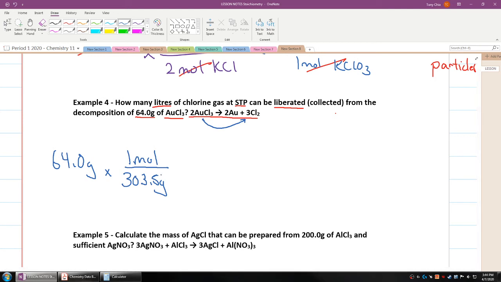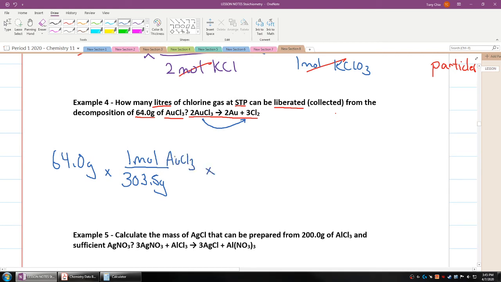Now notice I don't multiply this number by 2. Some students will usually multiply this number by 2, but this 2 here is just a coefficient used for the molar ratio. So do not take 303.5 and multiply by 2 because you think you had to multiply by the 2 from the coefficient. You don't. So this now is moles of AuCl3.